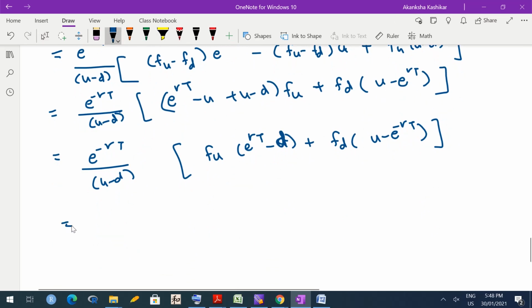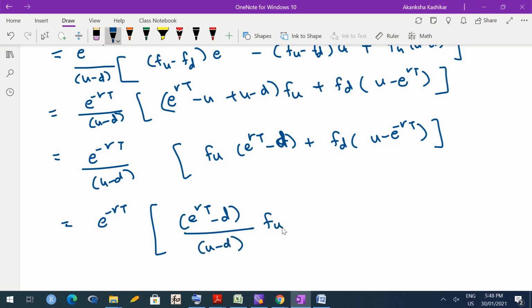So I am left with e raised to minus rT times e raised to rT minus d upon u minus d times Fu, plus u minus e raised to rT upon u minus d times Fd. Sorry, plus rT, not minus rT.